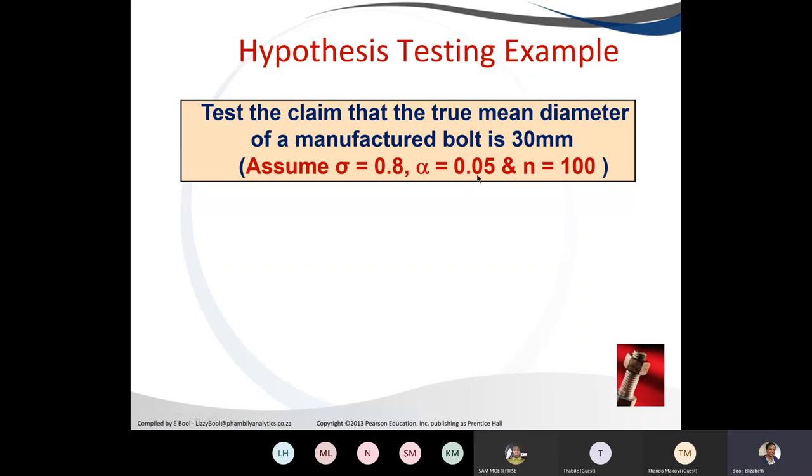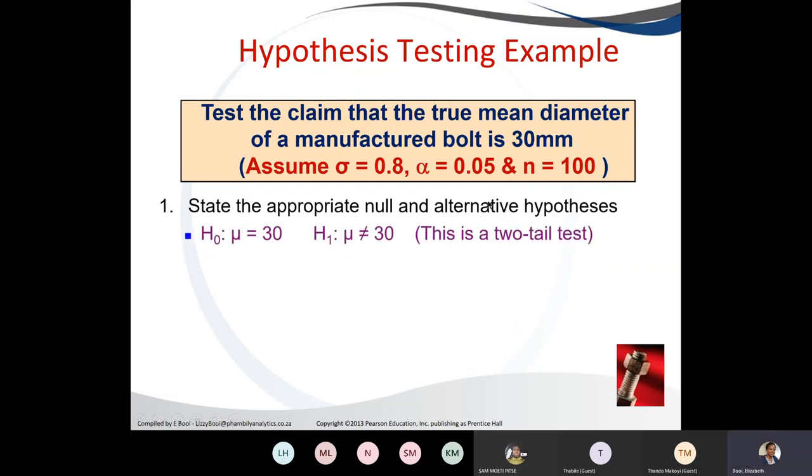My alpha is 0.05, therefore my level of significance is 0.05, my n is 100. Step number one, state the null hypothesis and alternative. My mean is equal to 30. In my alternative, my mean is not equal to 30. Immediately, light bulb moment: this is a two-tailed test. It makes it easy to identify, because then I know that I will have to find my critical value by dividing alpha by 2, and I will have two regions of rejection.